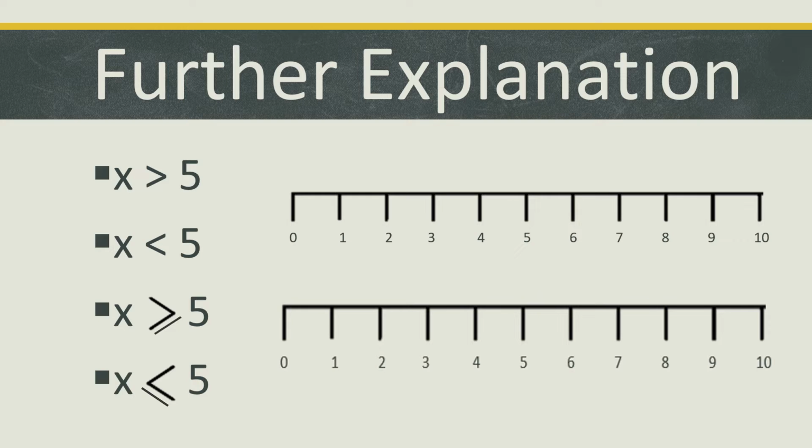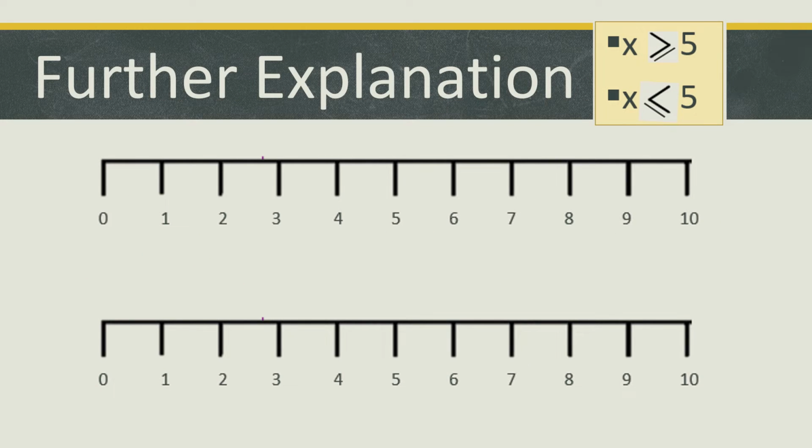For further understanding, let us use a number line. X is greater than 5. So we don't know what the number x is, but we do know that it is any number greater than 5. For x is less than 5, again, we don't know what the value of x is, but we know that it is any number less than 5. For these two, however, we're going to be looking into more deeply.